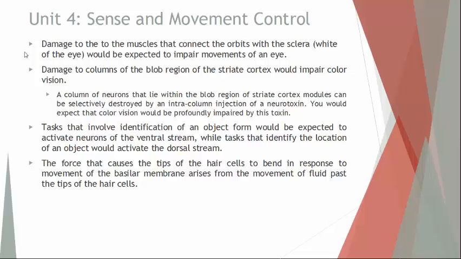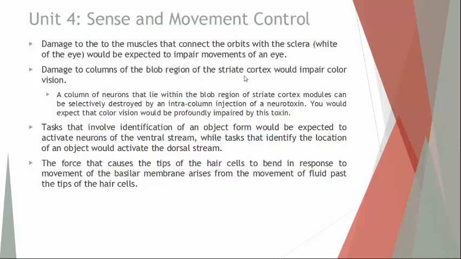When you have damage to the columns of the blob region of the striate cortex, this would impair color vision. The striate cortex is just another word for the visual cortex. You have cells, cytochrome oxidase blobs, and yes, they actually are called blobs. These are set up in columns and layers in a very particular way, and their job is to sense the intensity, the hue, and the clarity of various colors.